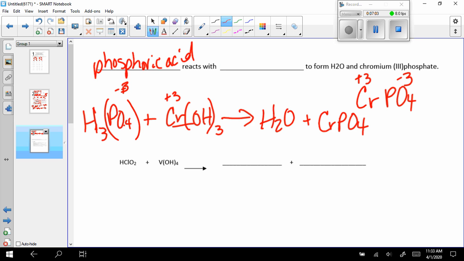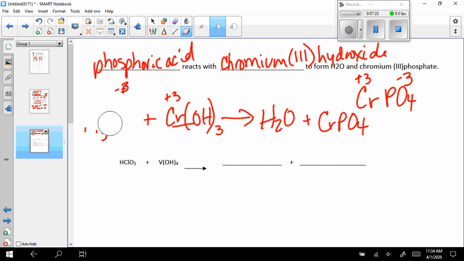And CrO3 would be chromium 3 hydroxide. All right, and balancing it: 1 Cr, 1 Cr, 1 PO4, 1 PO4. I didn't even need the parentheses on this. I should probably rewrite it without the parentheses. I just wanted to keep it separate.